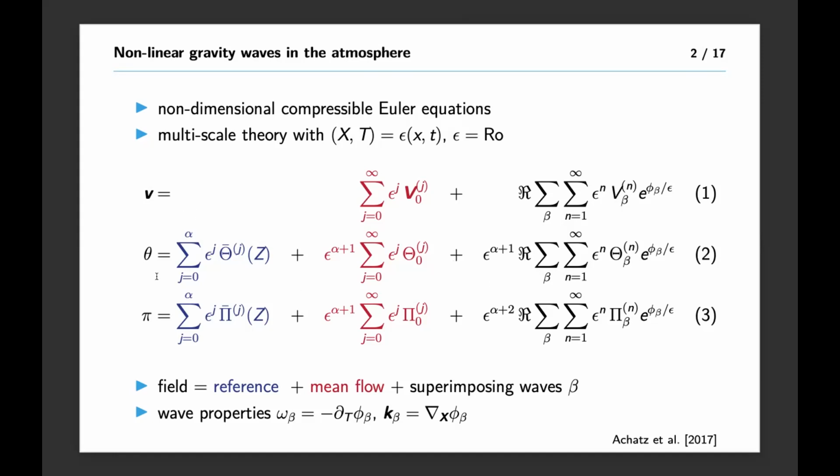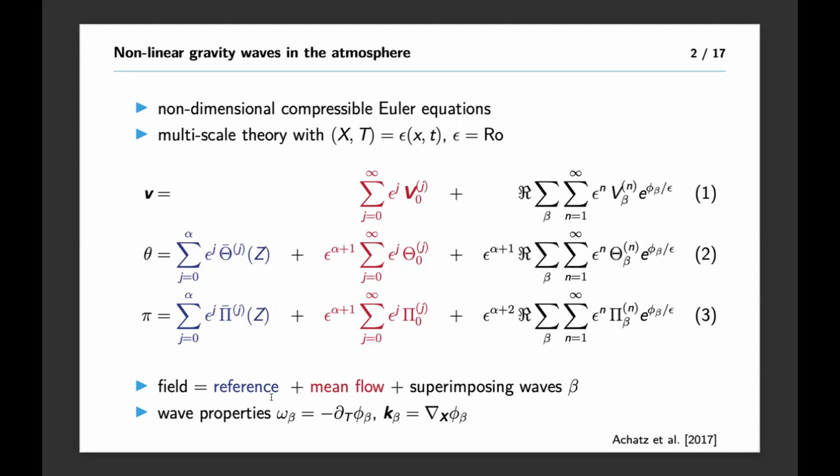First is a reference atmosphere, as shown in blue. Then there's a mean flow expansion, as shown in red. And then there is a superimposing wave expansion, as shown in black. And the sums over the betas that you see here are basically because we have many waves. One thing I have to add, though, is that albeit this is strictly speaking nonlinear waves, we do explicitly neglect wave-wave interactions. We've worked on this in the past, but this is out of scope for this work.